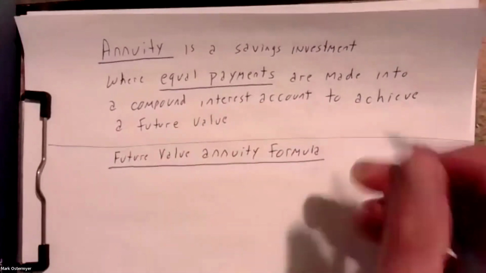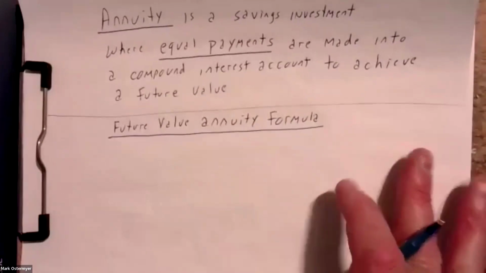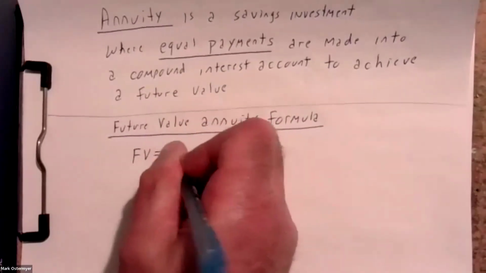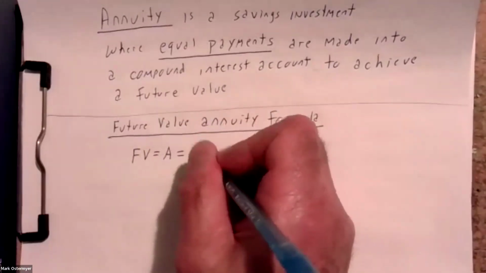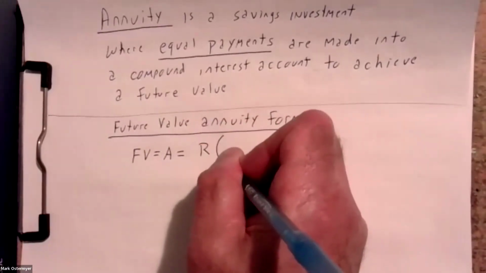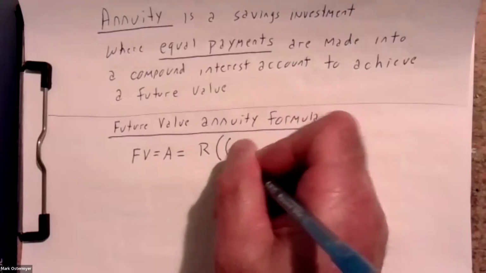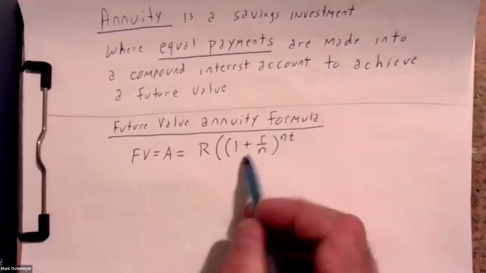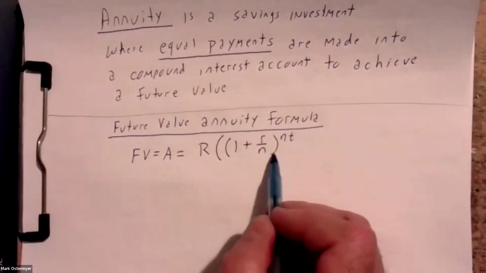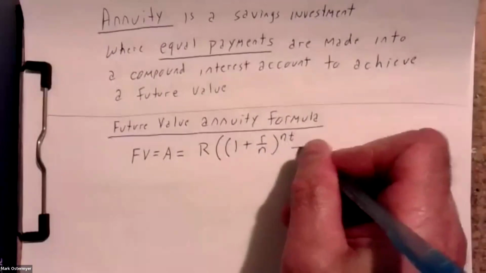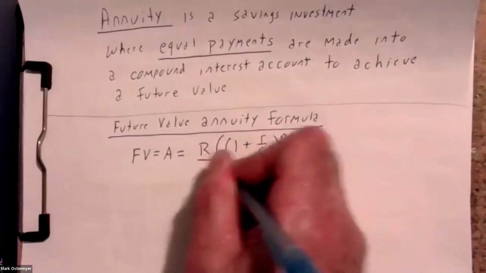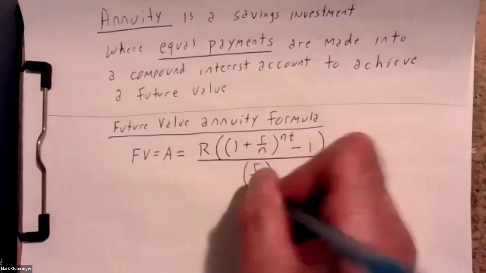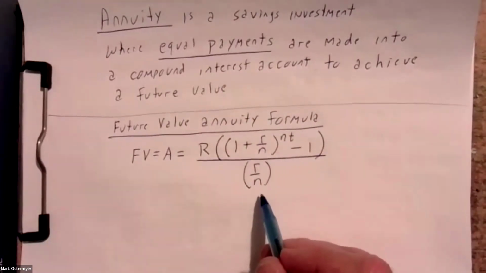You don't have to know where it comes from. You just have to know what it is and how to use it. Here it is. The future value or the future amount in an account is going to be equal to uppercase R times open parenthesis, 1 plus r over n raised to the nt power. We've seen this before. This was part of our compound interest formula, wasn't it? Minus 1 closed parenthesis, all divided by r over n. And I would enclose this inside parentheses to stay off any logical error.